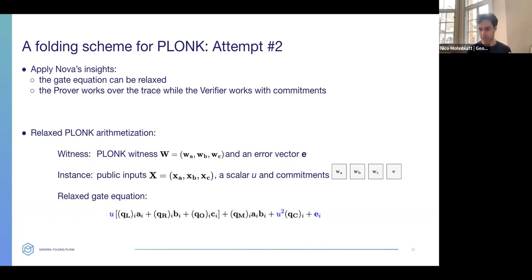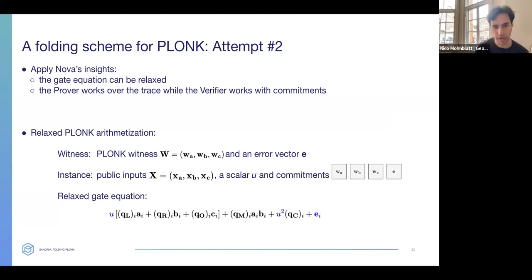And to keep parties honest and to make sure that we have this knowledge soundness property, the verifier will have commitments to the witness. And the prover will work over the whole trace because it's allowed to do work that's linear in the size of the trace, whereas the verifier will work only with commitments because we want the verifier to be super small.